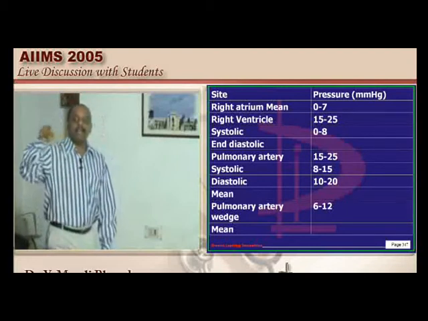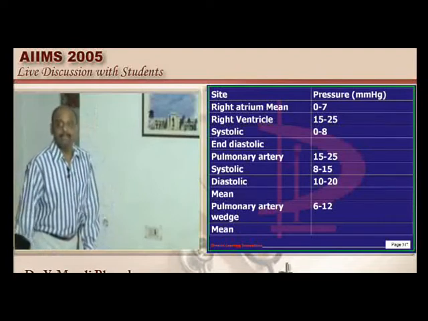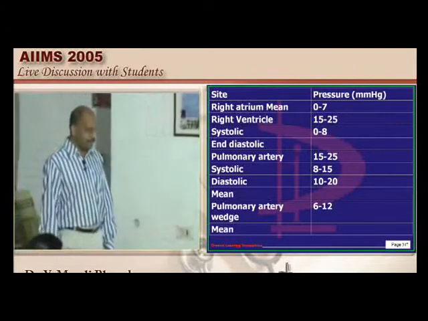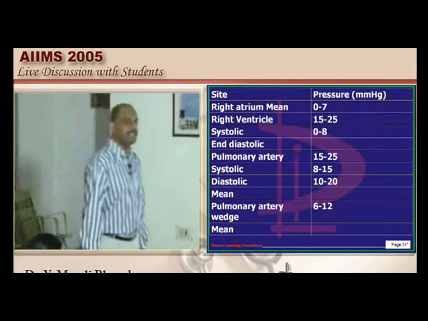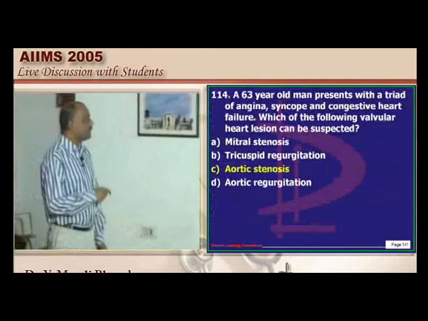By calculating the RVSP indirectly, echocardiographically, you can know the pressure in the pulmonary artery. If it is between 25 to 40, it means moderate. More than 60 is considered to be severe, which is what needs to be remembered. Okay, let's go to the next question.